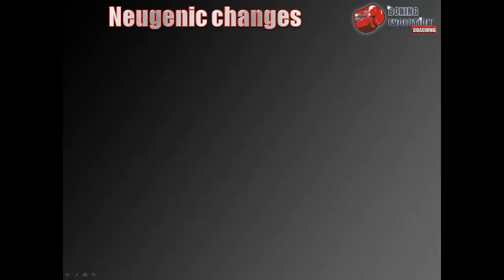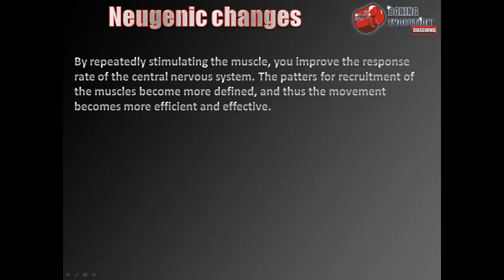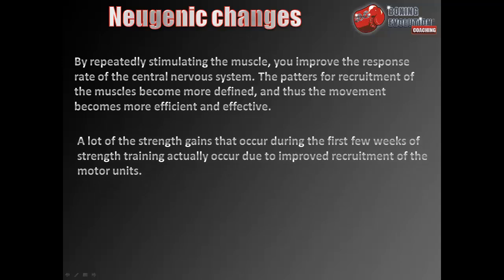Neurogenic changes. By repeatedly stimulating the muscle, you improve the response rate of the central nervous system. The patterns for recruitment of the muscles become more defined, and thus the movement becomes more efficient and effective. A lot of strength gains that occur during the first few weeks of strength training actually occur due to the improved recruitment of the motor units.